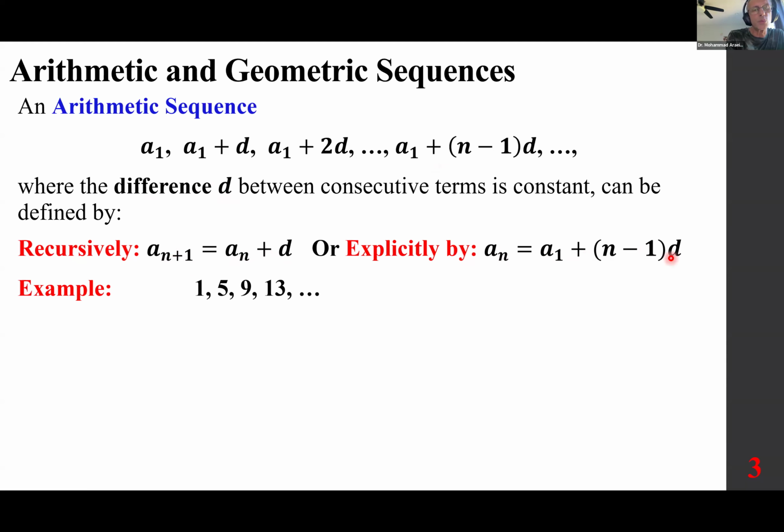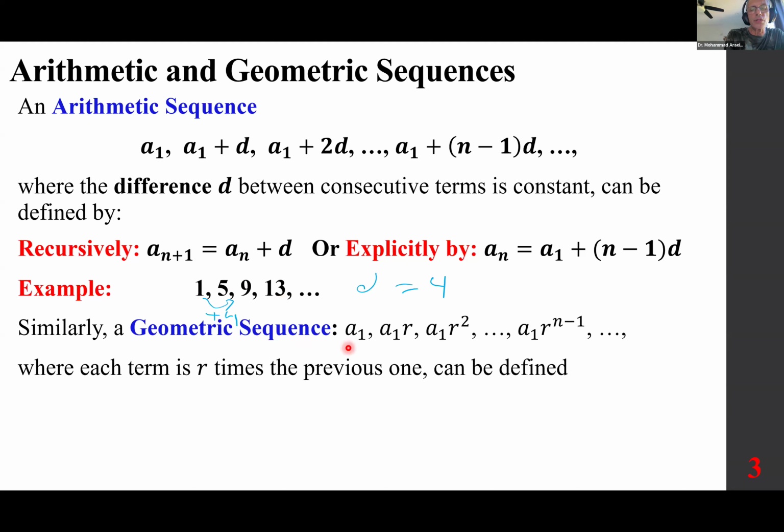So as you can notice here, 1, 5, 9, 13, we are adding 4. And so in each case, we are adding 4, which makes it an arithmetic sequence.